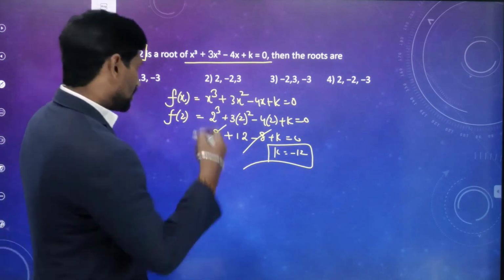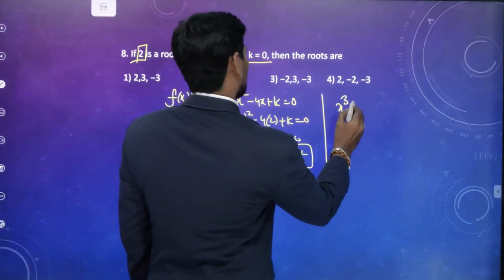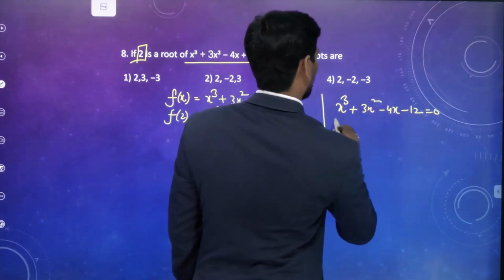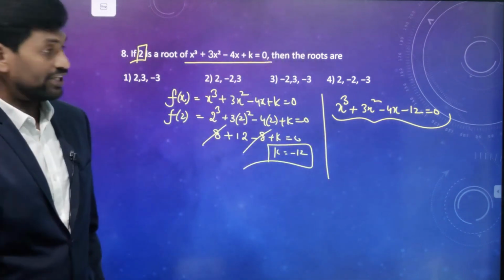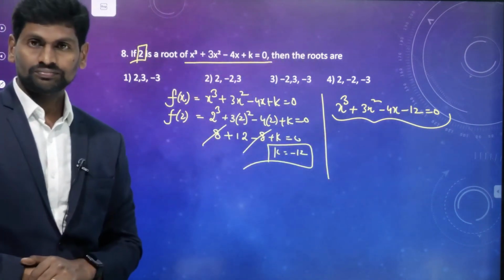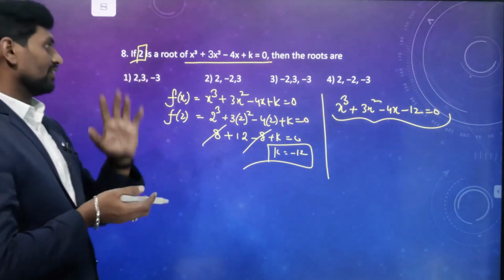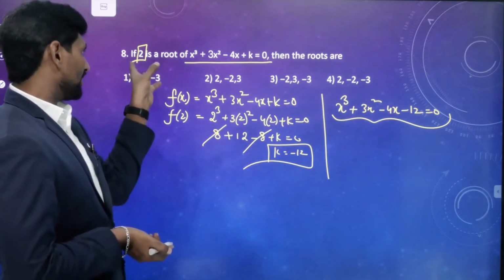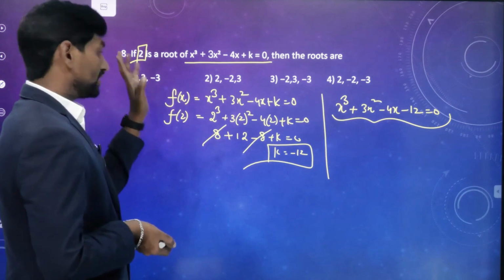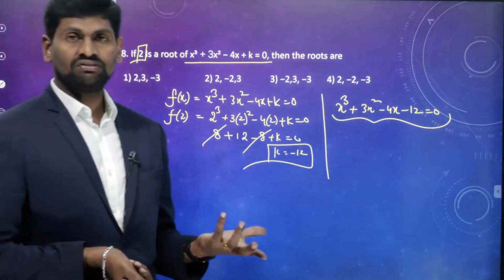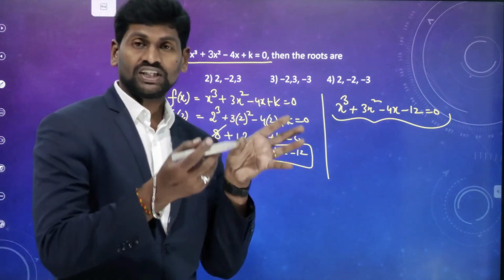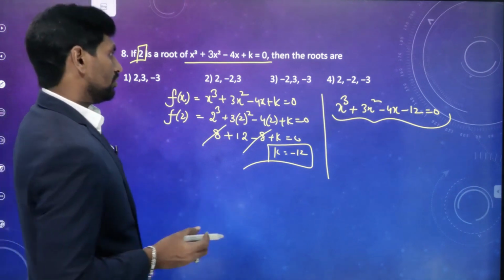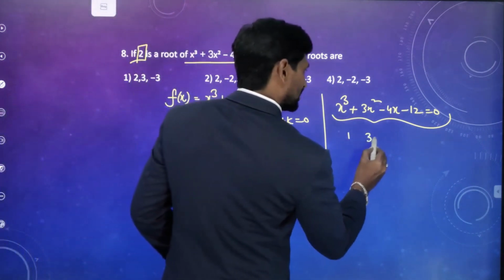So now the fresh polynomial is x cube plus 3x square minus 4x minus 12 equal to 0. Now we need to find the remaining roots. So how to find the remaining roots? From this we know that x minus 2 is one of the factors. 2 is a root means x minus 2 will be the factor. We can do the synthetic division or directly division we can do it. And the quotient will be in the form of quadratic. Again we need to find the roots. Now in the place of that process I am using the synthetic division here.